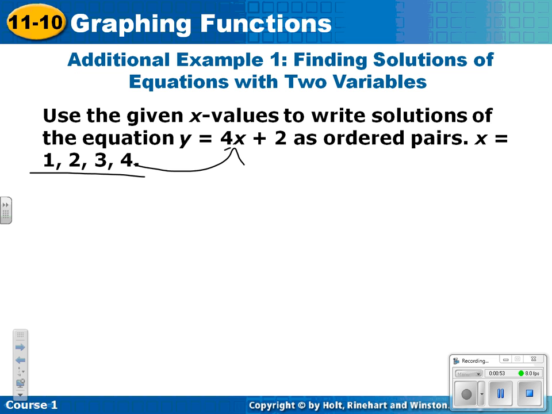Remember how I said yesterday, for every x, you have a corresponding y. You have a y that goes along with it, okay? They're like matching shoes, okay? This one goes with this one goes with this one goes with this one.